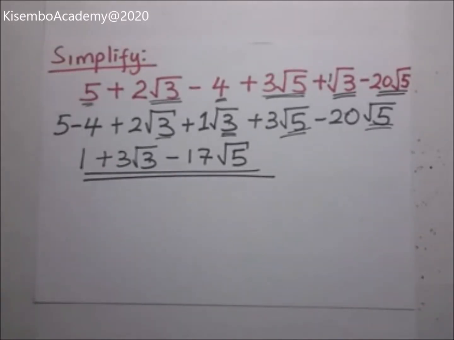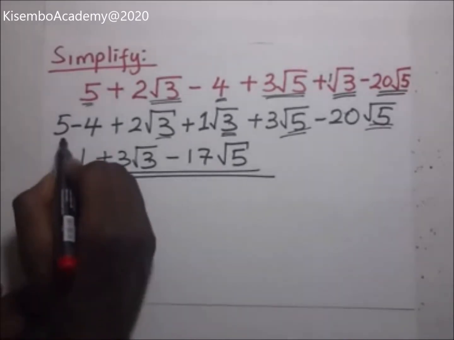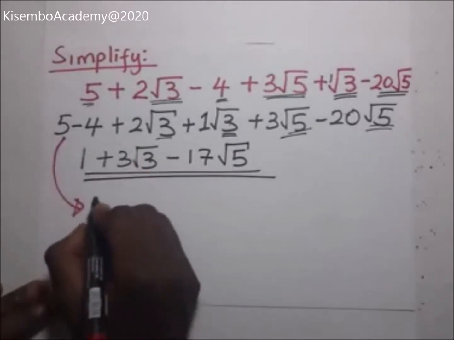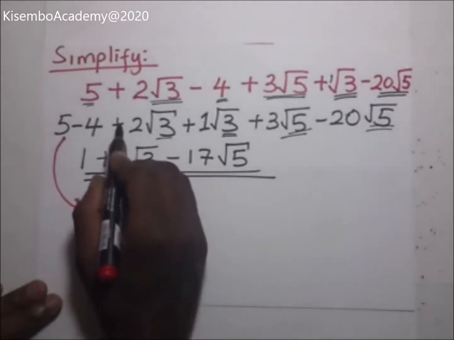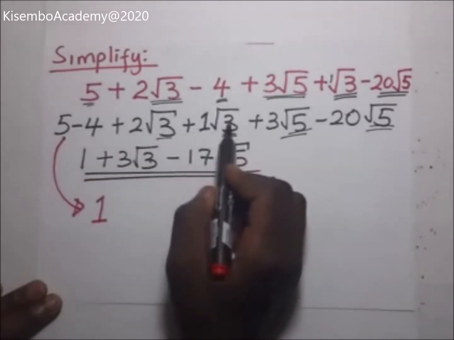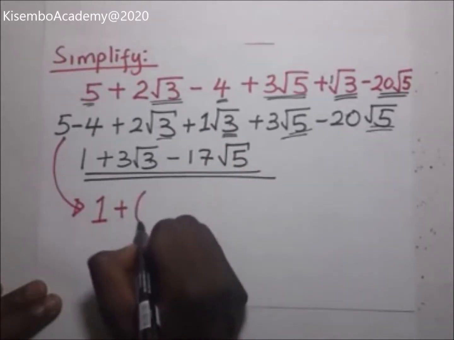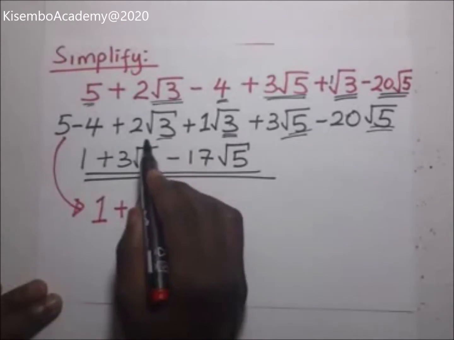Now another person would do it like this. From this step, he would come and do it like this. This is 5 minus 4, which is 1. Plus, now we have root 3 here, we have root 3 here. So he says plus 2 plus 1 in brackets.